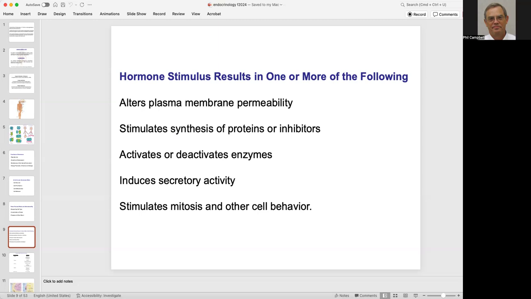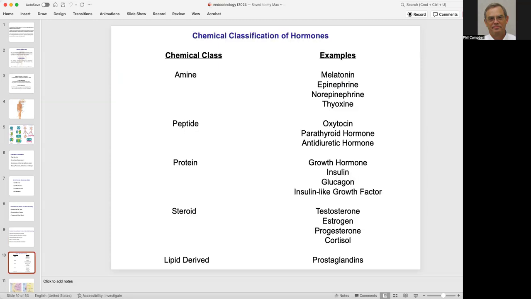The binding interaction can also result in the activation or inactivation of enzymes on the inside of the cell. This can then play some role in communication processes. It can induce secretory activity. I've given you the example of a mammary epithelial cell secreting milk under the direction and control of a hormone. Lastly, it can stimulate mitosis and other cell behaviors, all right? So basically, these are what happens after a hormone binds to a receptor within a responding cell type, which has the appropriate machinery to act on it.